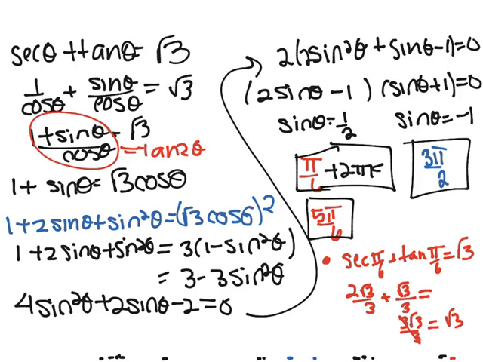Okay. At 5 pi over 6, that's where it fails, because secant in that quadrant is negative. So for 5 pi over 6, you're going to get a negative 2 root 3 over 3, and that's where it's going to fail. So that's a no. And then at 3 pi over 2, the secant of 3 pi over 2 is undefined, so that's going to fail as well. So you only have one answer.